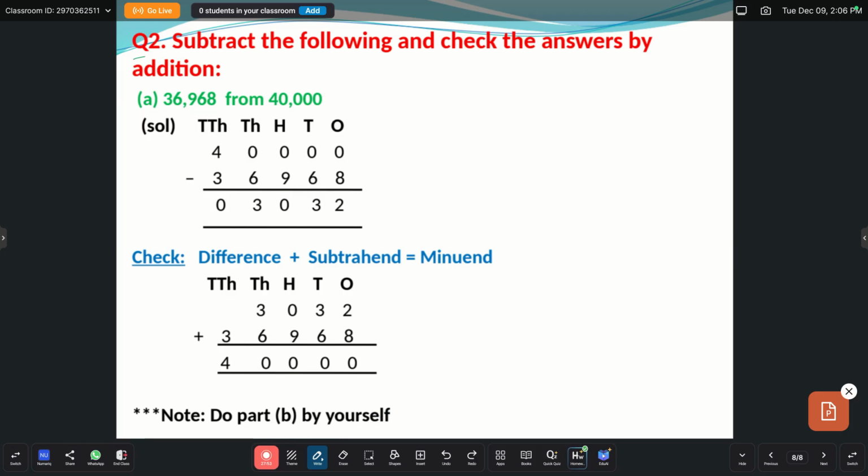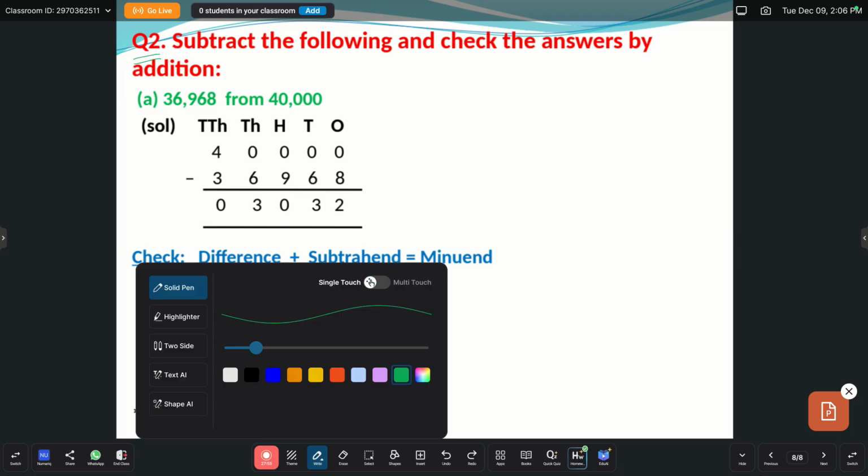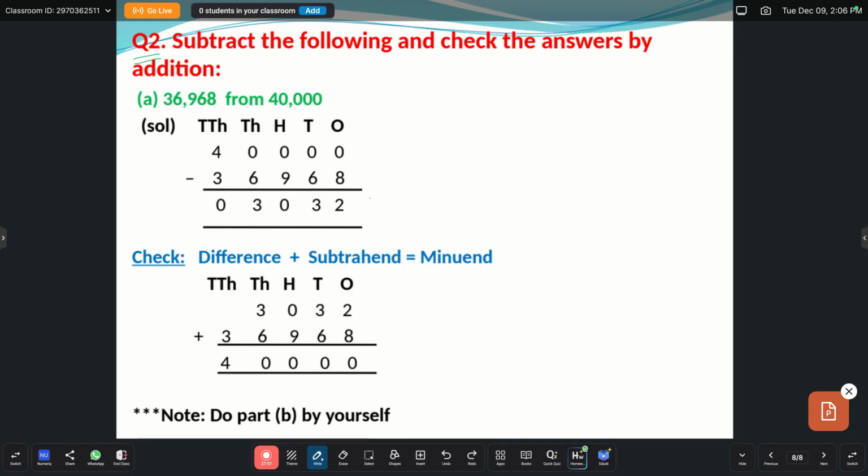Okay, now we will move to our question number 2. What is question number 2, boys? Question number 2 is subtract the following and check the answers by addition. Here, our first number is 36,968 and second number is 40,000.